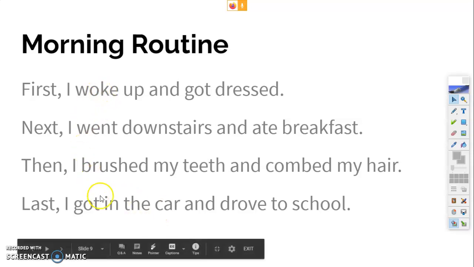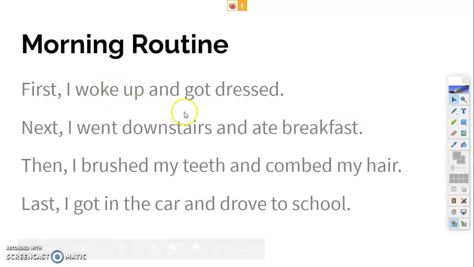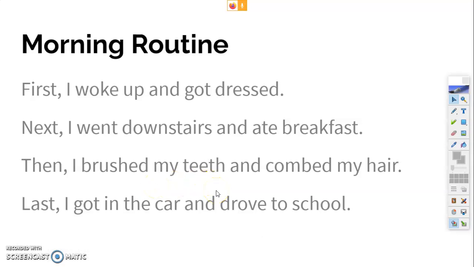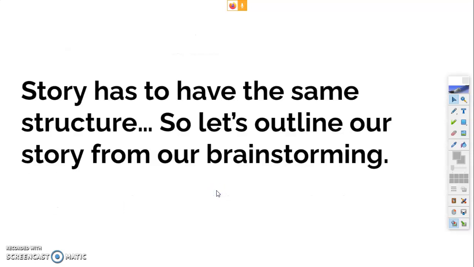So I put it in the very specific order that it happened. I didn't say first I got in the car and drove to school because that wasn't the first thing that I did, and that doesn't make sense because I have to get dressed and eat breakfast and do all these things before I even can get to my car to drive to school. So now you have to do the same and think of what events are going to happen in your story because stories have the exact same structure.